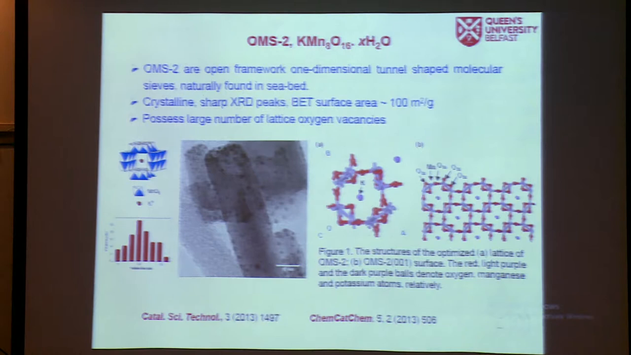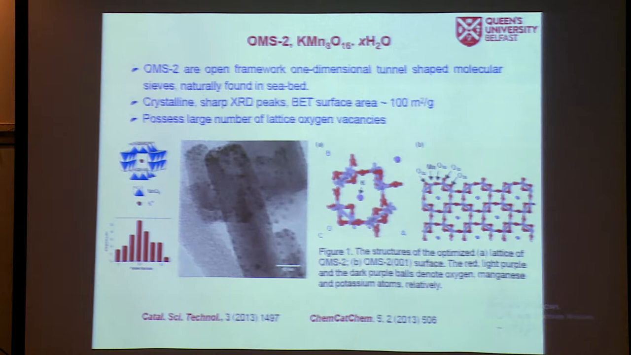This is the support, manganese oxide, this is how it looks. It is a 2x2 tunnel structure. It is microporous in nature. It's made up of octahedral units of manganese oxide. The TEM image at the center shows the nanorod morphology, which has a length of 100 to 400 or 500 nanometers with a surface area of around 100 to 150 square meters per gram. On the right, it shows the lattice structure, which is optimized through DFT calculations, the density functional theory calculations.